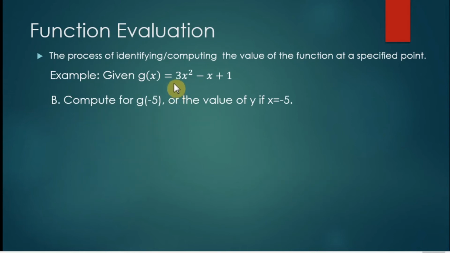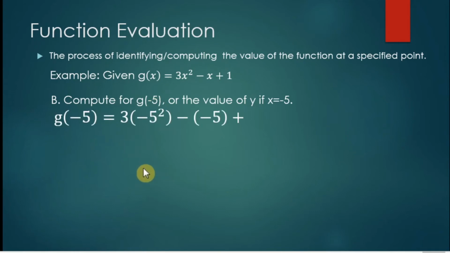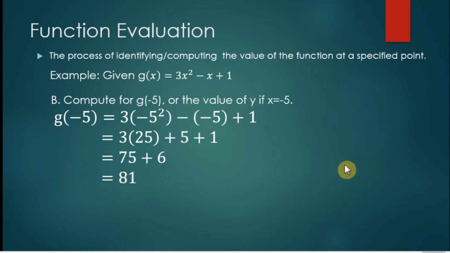The same function, but we are going to evaluate g of negative 5. This means that we are going to identify the value of the function if we change all x's in the right hand side of the function to negative 5. We proceed as follows, and we see that the final answer is 81.